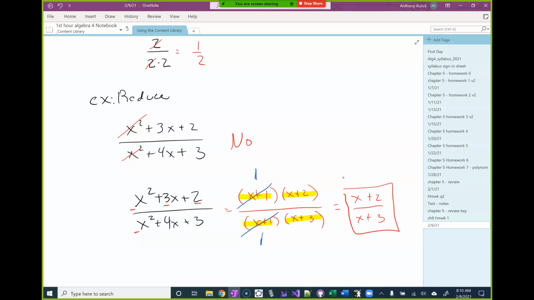We can't reduce anything more because everything else is just being added and subtracted, right? There's no more multiplication. Does that feel okay? Let's do another example or two.